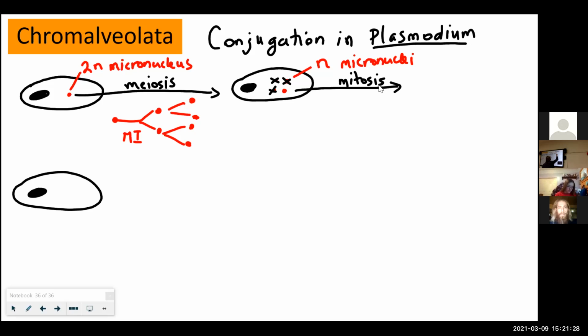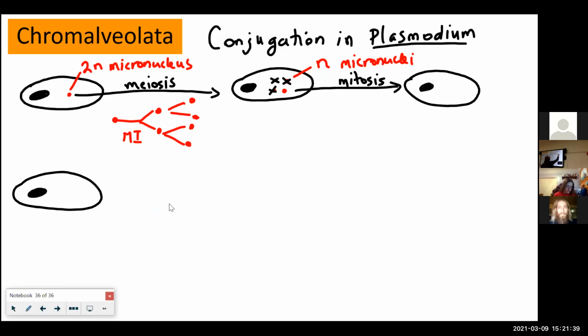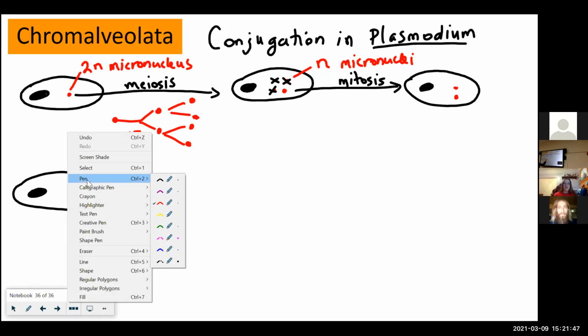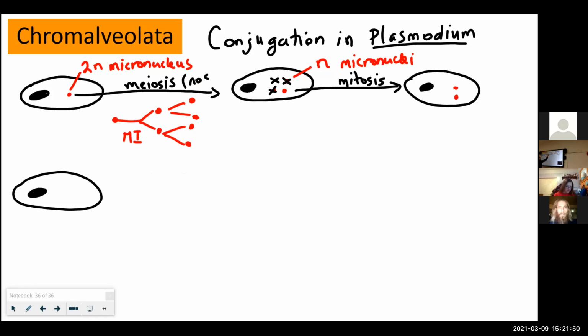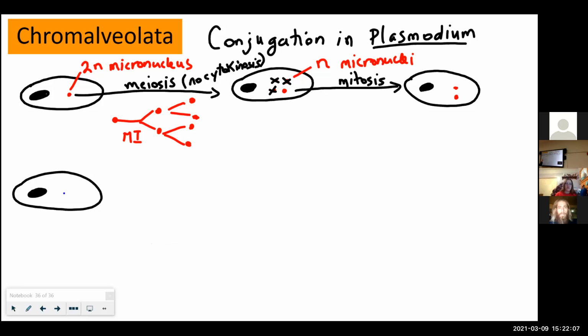So what does it look like? Now you have this one cell with a macronucleus and a haploid, or I'm sorry, 2 haploid micronuclei. Again, mitosis, no cytokinesis. So the rest of the cell as a whole doesn't divide. It's only the nucleus that divides, only that micronucleus that divides. Meanwhile, the same thing is happening down here in our other mating type.